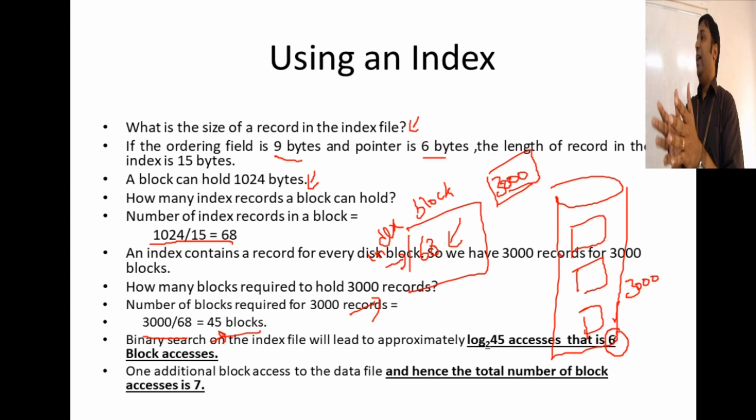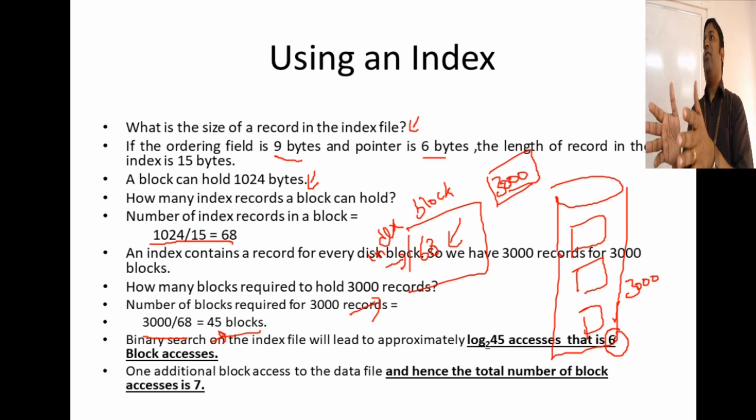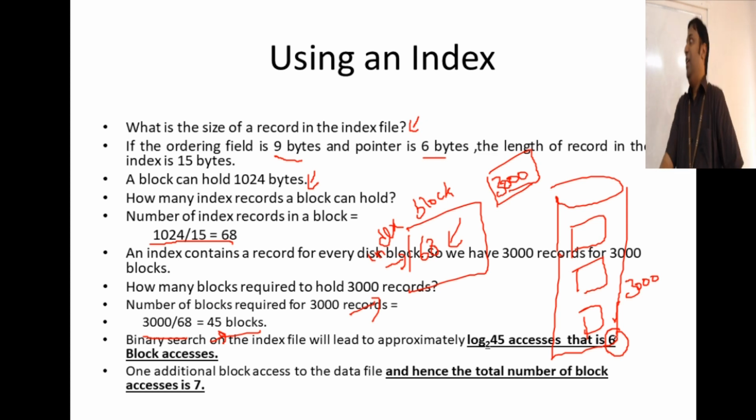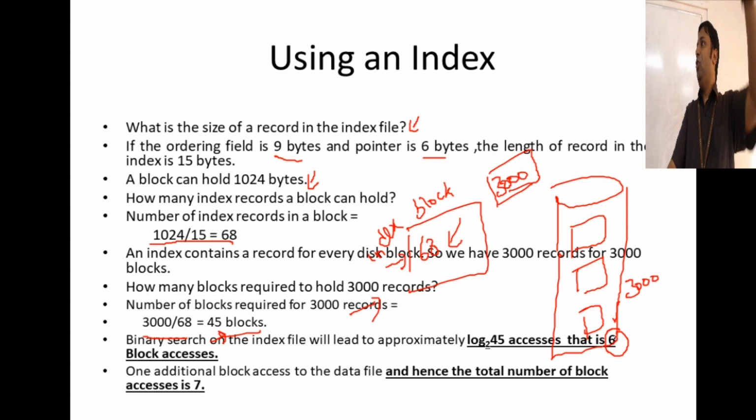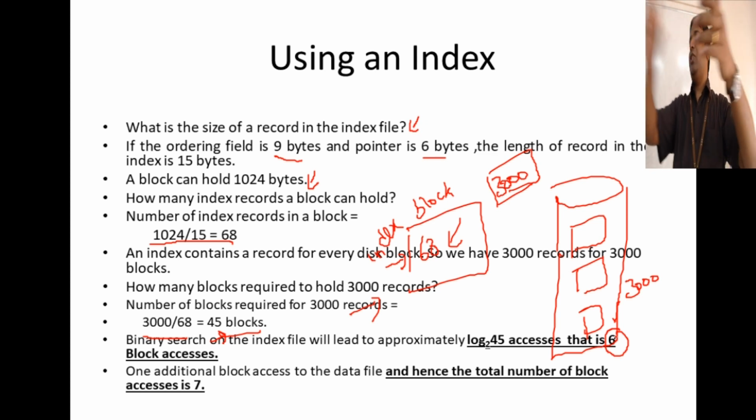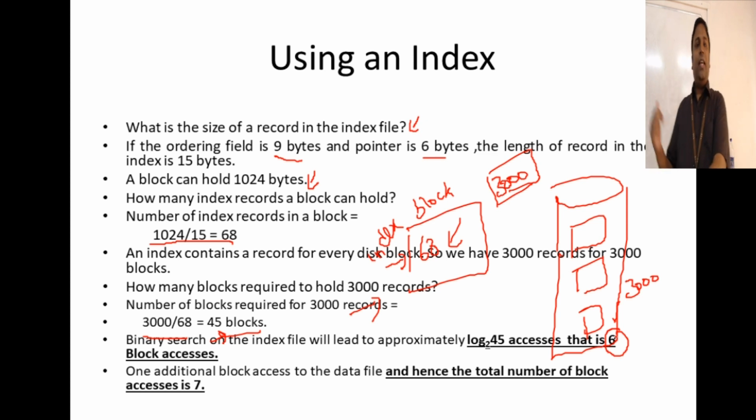Earlier, without the index file, directly running your binary search on the data file, you are doing how many block accesses? It's log 3000 base 2, that is 12 block accesses. When using an index file, the number of block accesses is reduced by 5. So what we understand here is that an index file improves performance and reduces the number of blocks that you need to retrieve. The only thing is the primary index is also an ordered file. You can do binary search on the primary index. Then when you locate the block on the data file, that is one more block access. That's why I do 6 plus 1. So this example is from your textbook, Fundamentals of Database Management System.